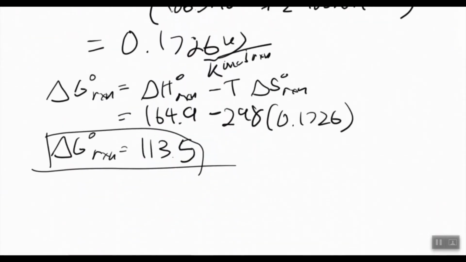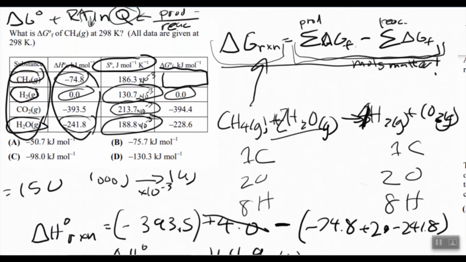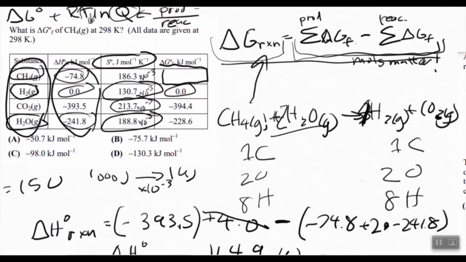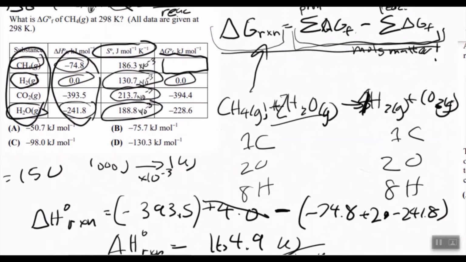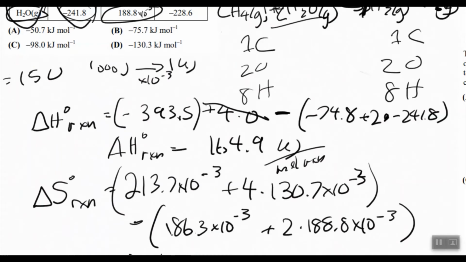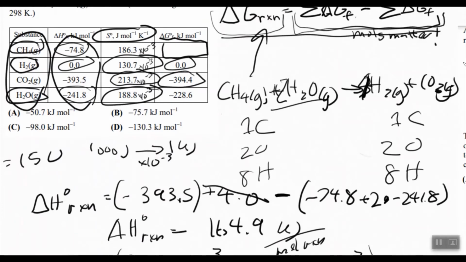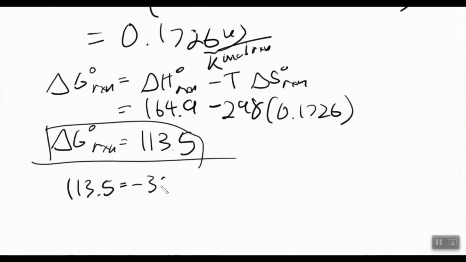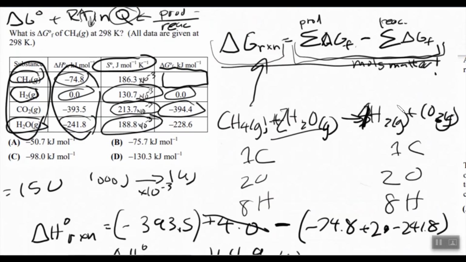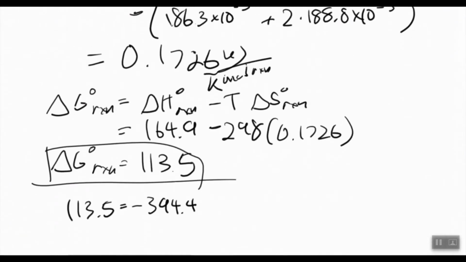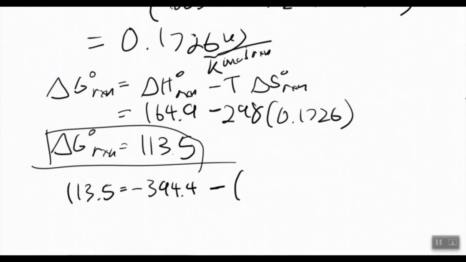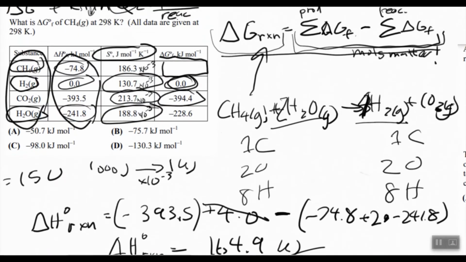So we have the delta G of reaction, 113.5, is equal to the delta G of formations of the products. So we know what our products are, H2 and CO2. We know that the delta G formation of CO2 is going to be negative 394.4. And we know that the delta G of formation for H2 is going to be 0, so we can ignore that because it won't do anything. And we subtract by the sum of the delta GFs of our reactants.